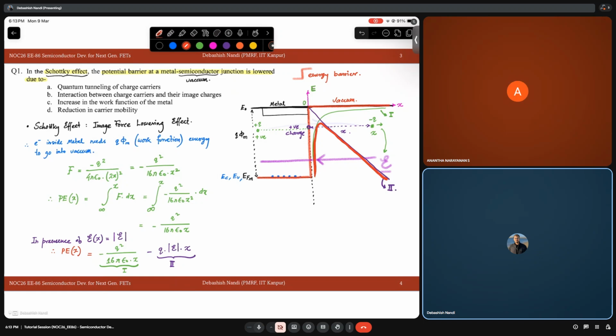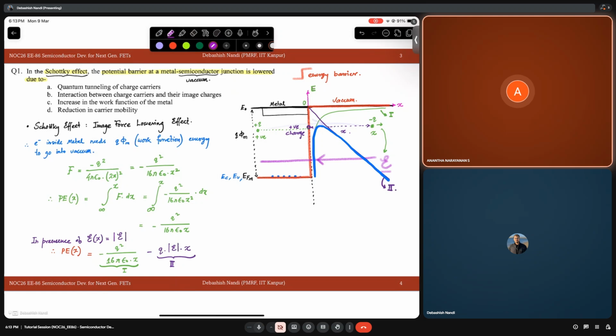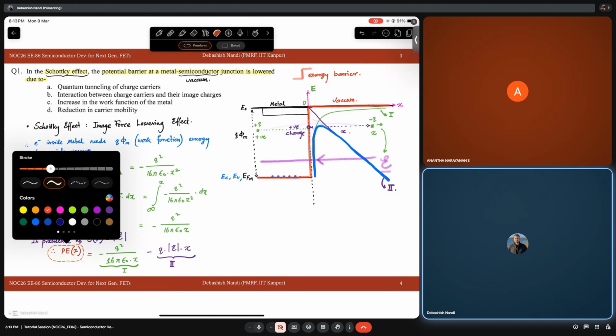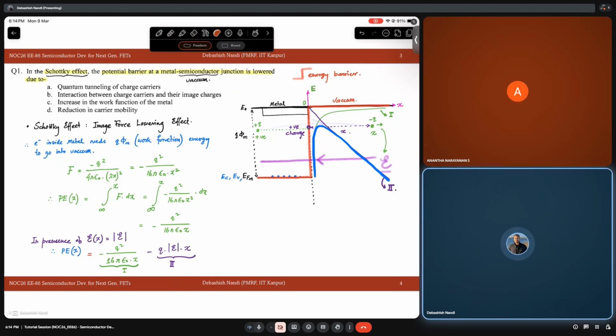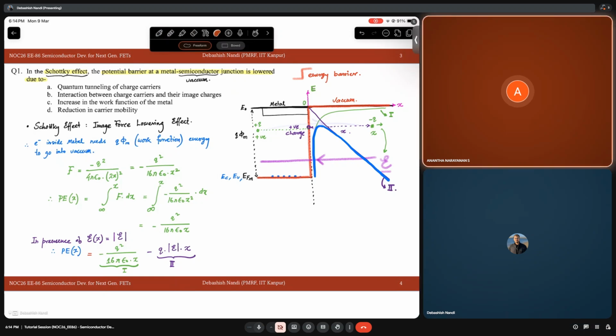Yes, sir. Let me use a different color altogether. So it will look something like this. This is the potential energy you're talking about. Yeah, I'm only talking about potential energy. Sir, but why must it actually have an asymptote at y equal to minus xi? Why does it have an asymptote at the equation 2 line?